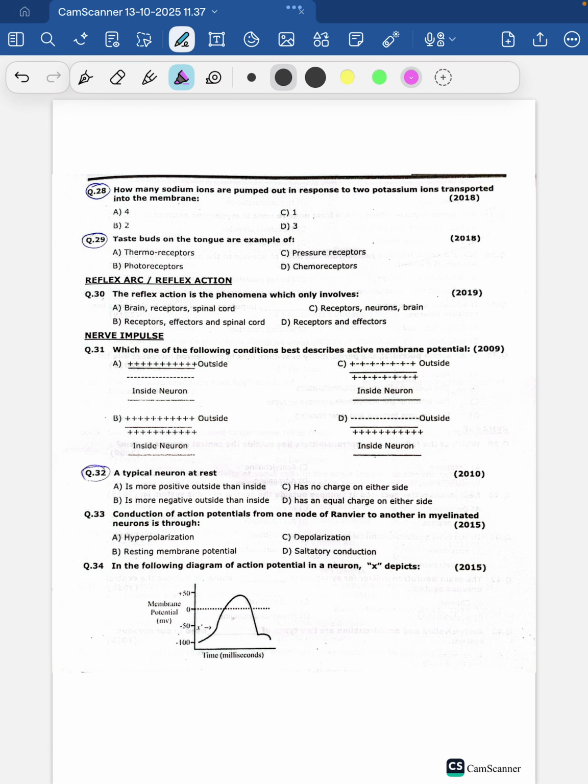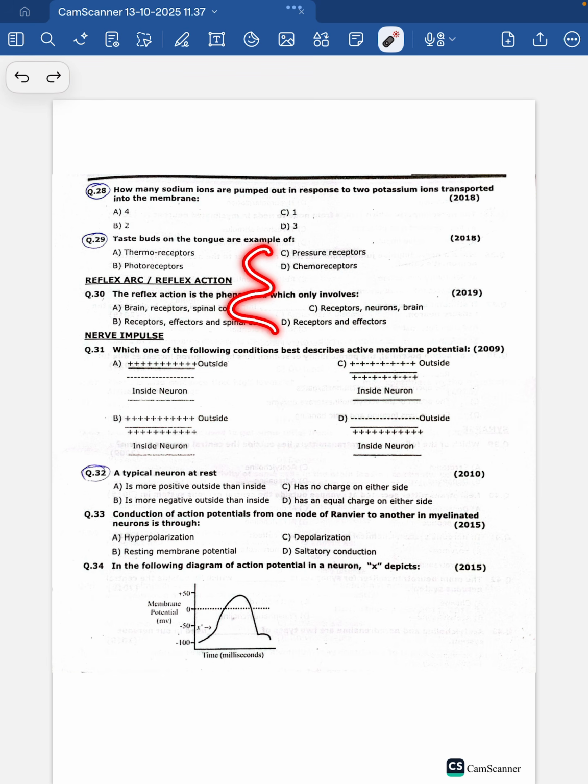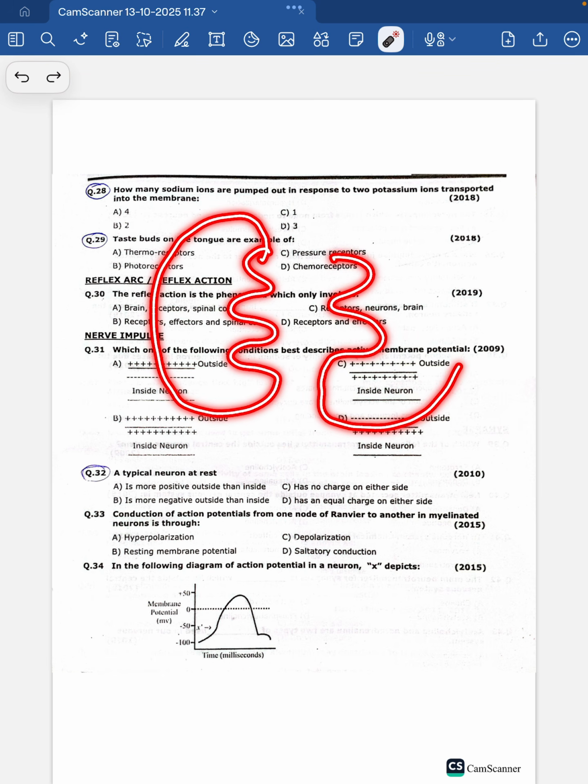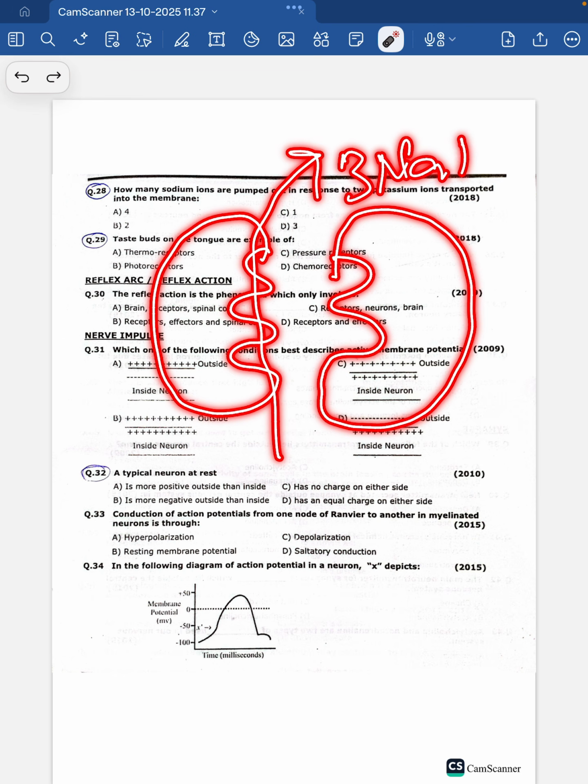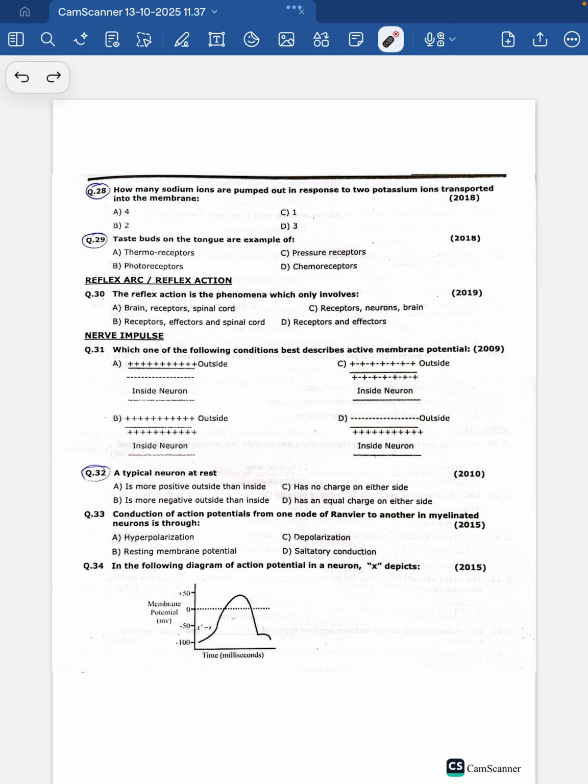28. How many sodium ions are pumped out in response to two potassium ions transported? You know very well that the sodium potassium ATPase pump transmits 3 sodium outside the cell and 2 potassium inside the cell. So here the answer will be 3, the 3 sodium outside the cell.